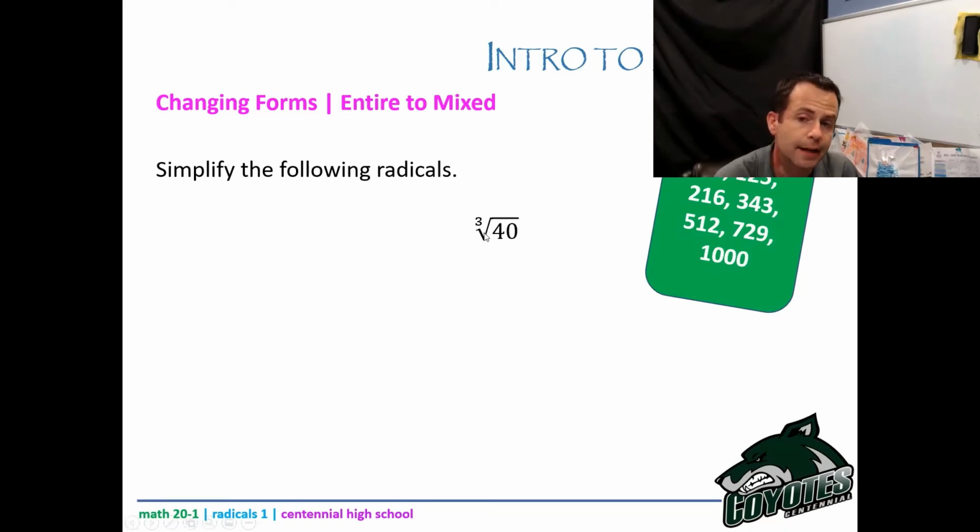Okay, I can see that 40 is 8 times 5. So I'm going to break my cube root of 40 into the cube root of 8 times the cube root of 5. Okay. Again, don't forget those cubes for your root index. Okay. Then I know the cube root of 8 is 2. So I just change that to 2. And my final answer there would be 2 cube root 5.